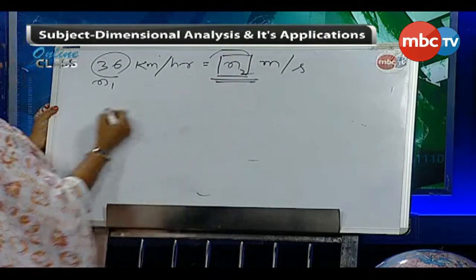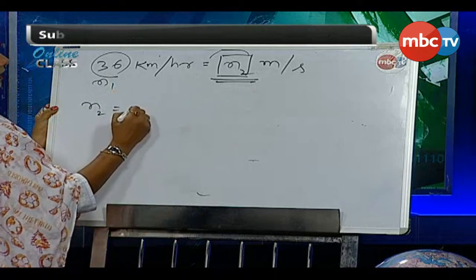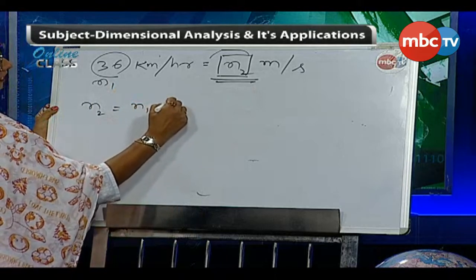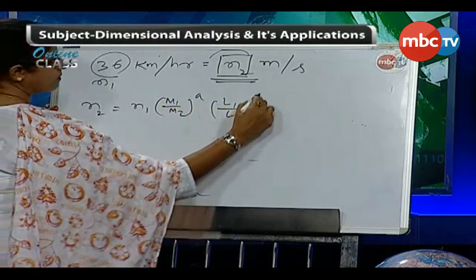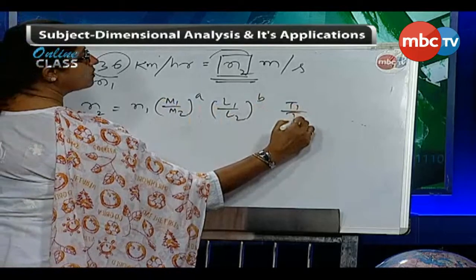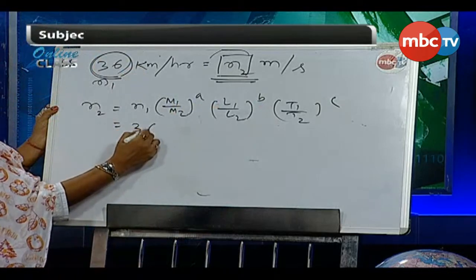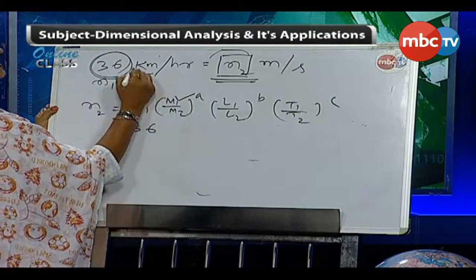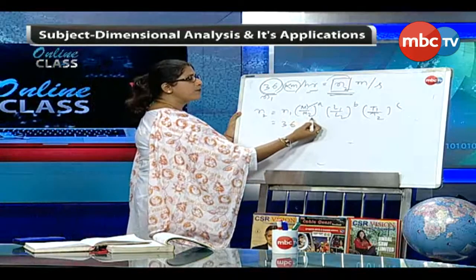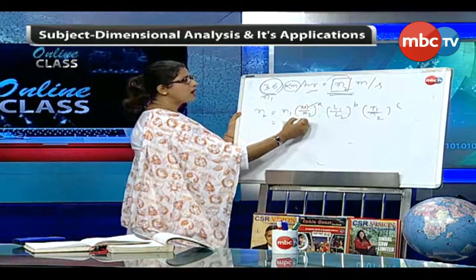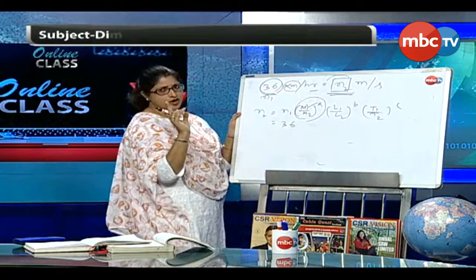Okay, so this much is to be calculated. N2 is N1 times M1 upon M2 raised to A, L1 upon L2 raised to B, T1 upon T2 raised to C. Here N1 is 36. M1 is in mass, but it is kilometer per hour. There is no mass, so M1 upon M2 raised to 0 is 1. There is no need to write this, as the mass quantity is not there.